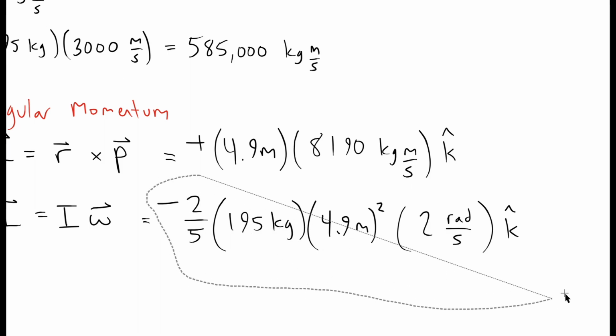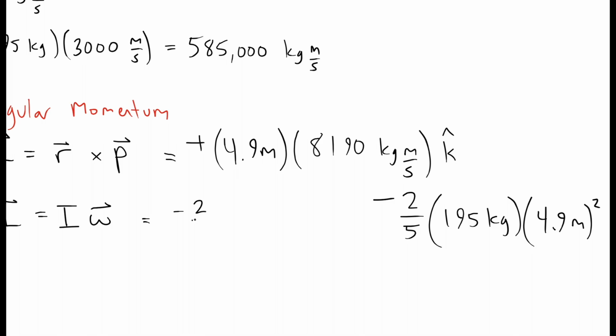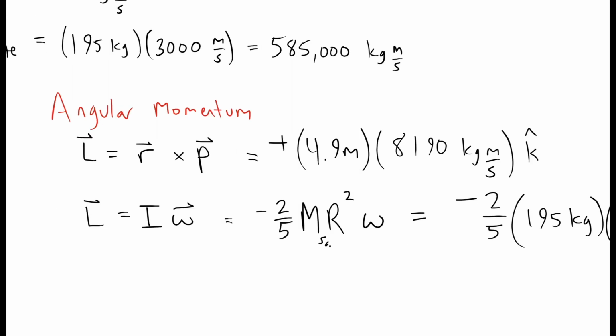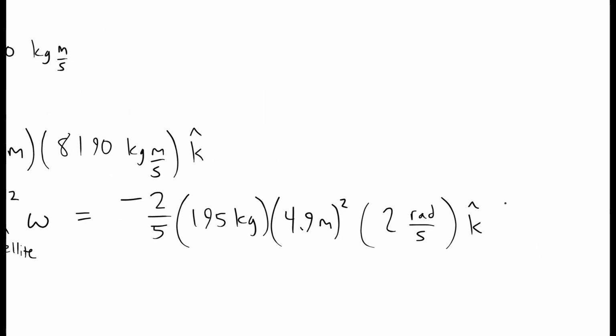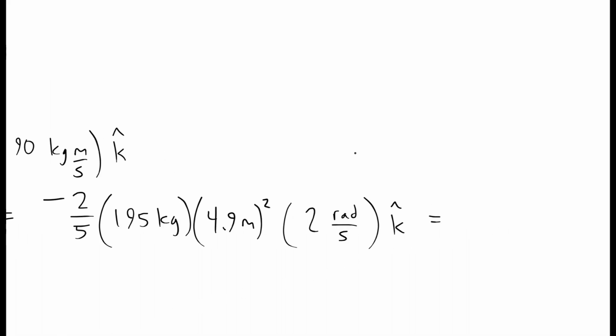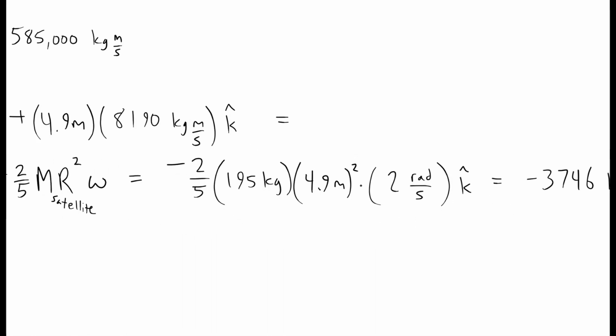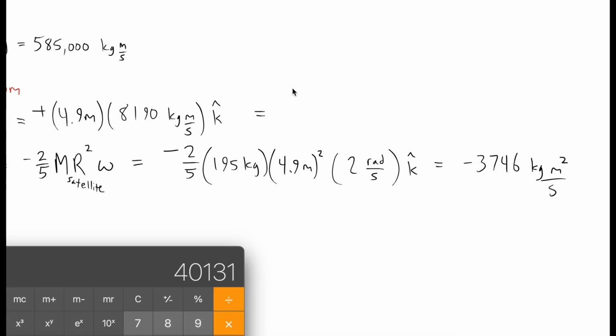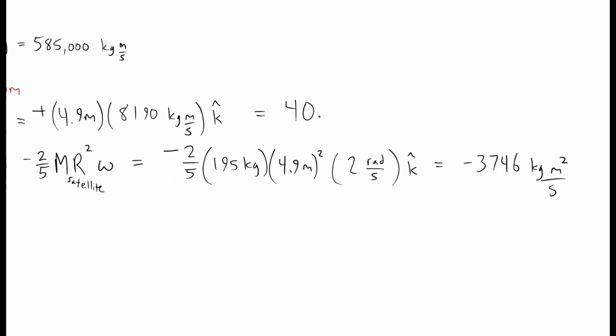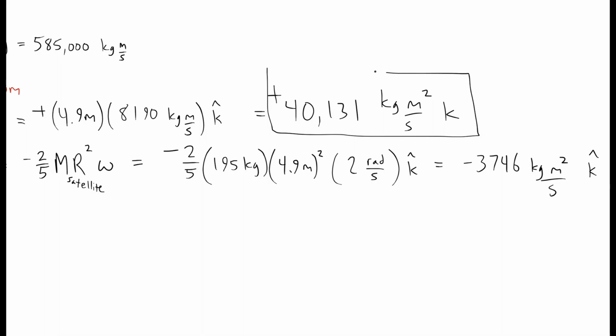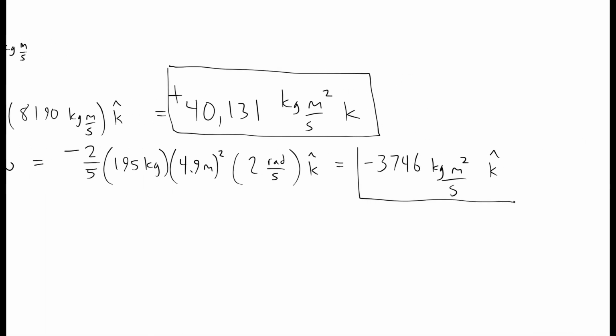He is rotating in the negative direction though, so we have to take that into consideration. And just to be clear, like what I did there, I used the formula 2/5 mr squared times omega, where this is the mass of the satellite. Okay, so let's calculate what that angular momentum is. I get 3746, and then we'll calculate this guy as well. 40,131. Okay, so these are the initial angular momentums of our objects.